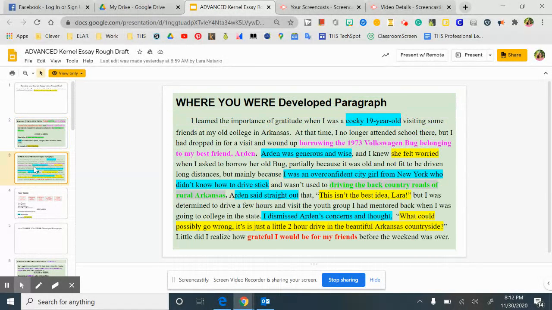So just looking back at those yellow pieces, what do you think is going to happen to our main character? Okay, that's how you want your piece to kind of come together.